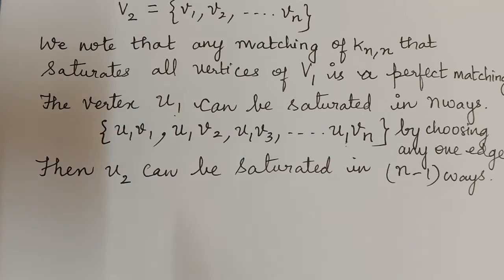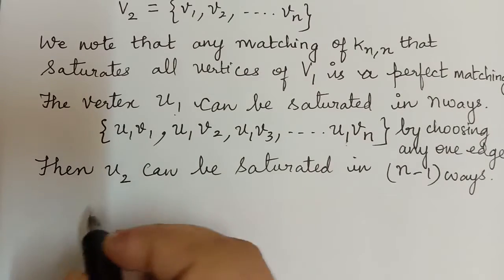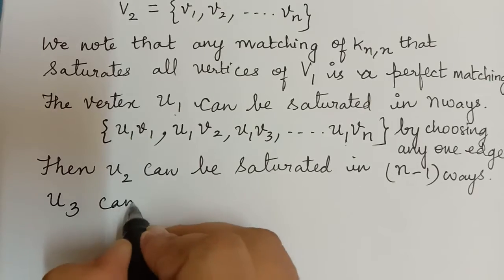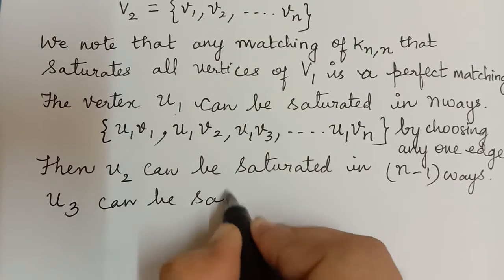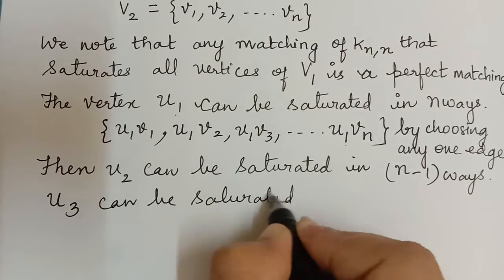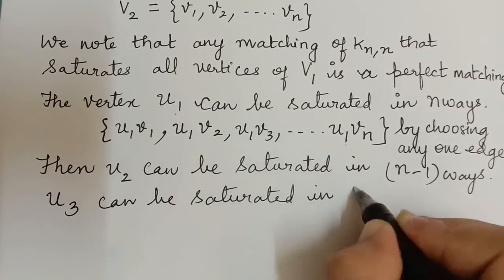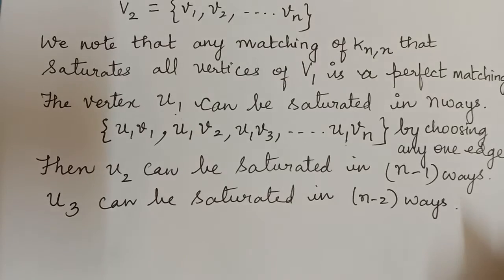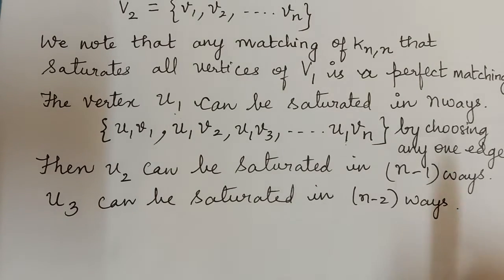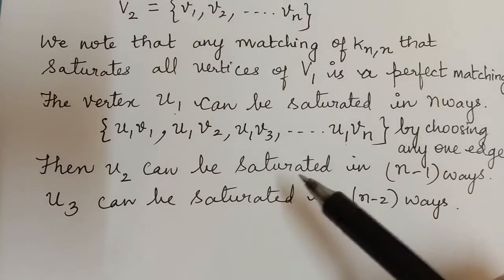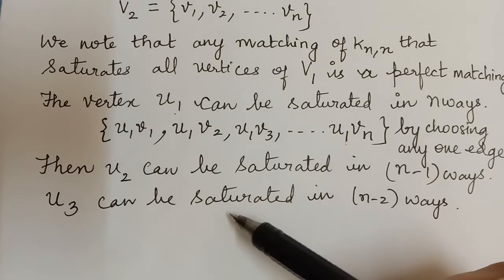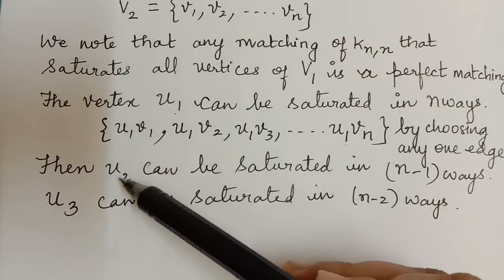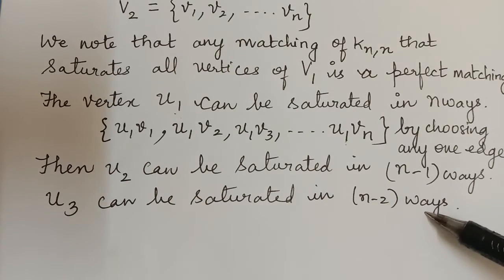So like this, if we keep on going, for example, the vertex u3 can be saturated in n minus 2 ways, because now the two vertices which are adjacent to u1 and u2 must be left, and we should consider the remaining vertices. So out of the n vertices, two vertices which are adjacent to u1 and u2 we have to leave, so it will become n minus 2 ways.